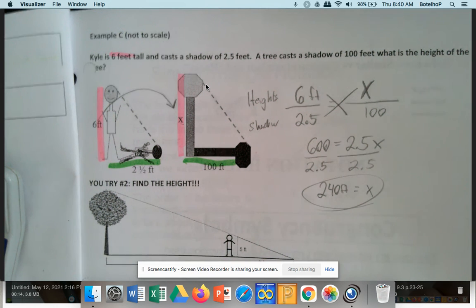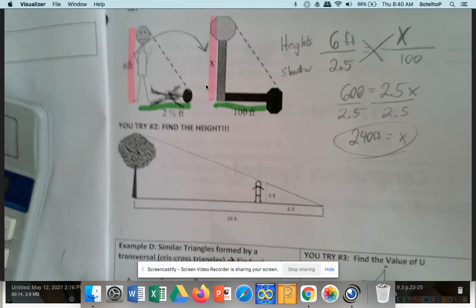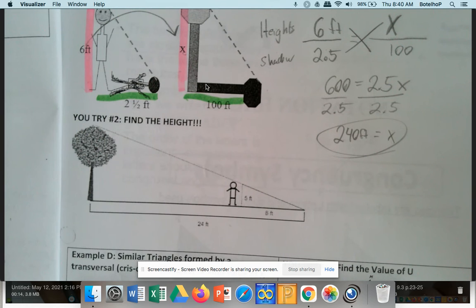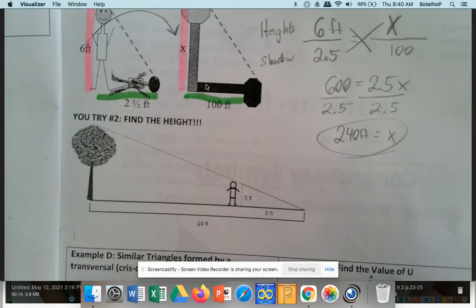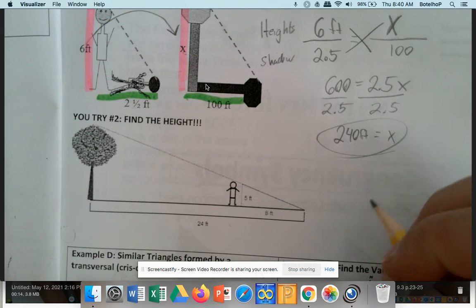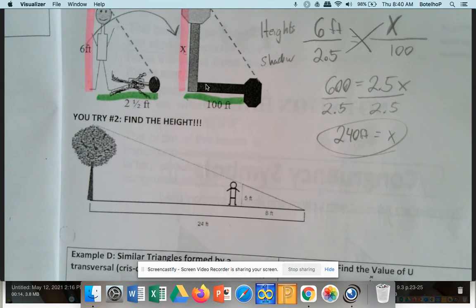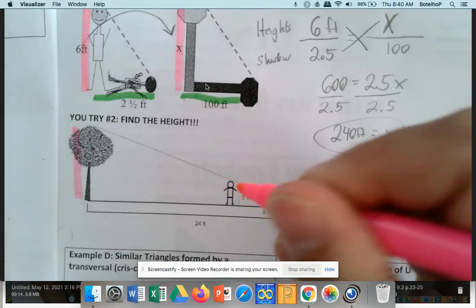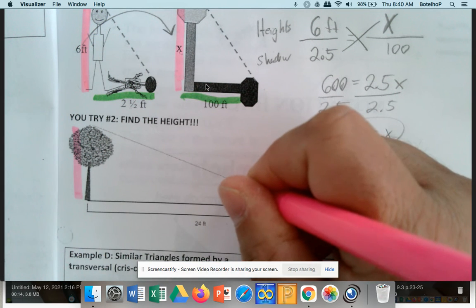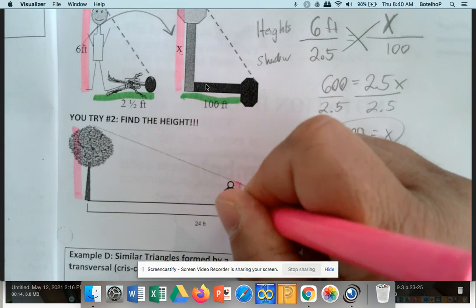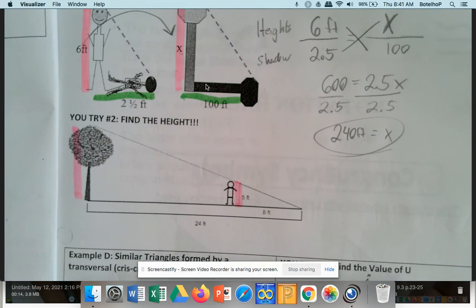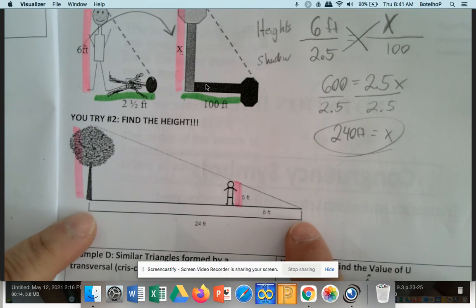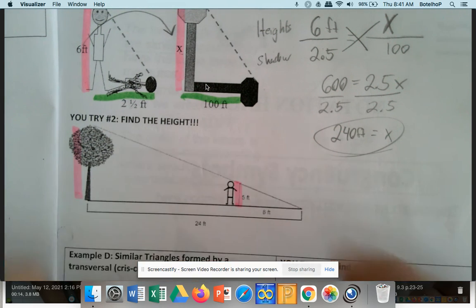So I'm going to have you try the U-try, which is kind of a weird shadow question because it almost looks like a nested triangle. So if you technically want to unnest it, you could. But again, I'll start the highlighting for you. You want to find the height of this tree. And the height of this gentleman, or female, whatever, is 5 feet. And then you have a shadow of 24 feet and 8 feet. So good luck.